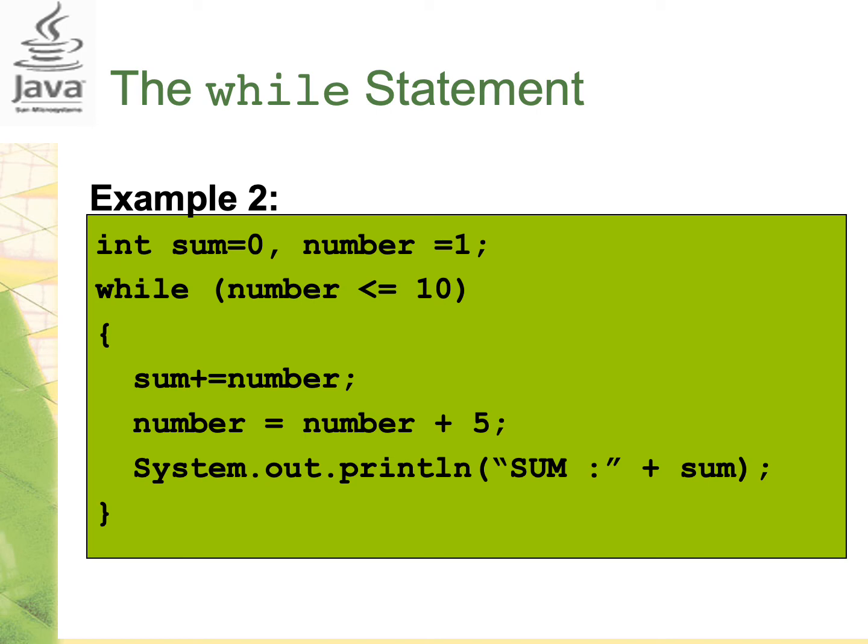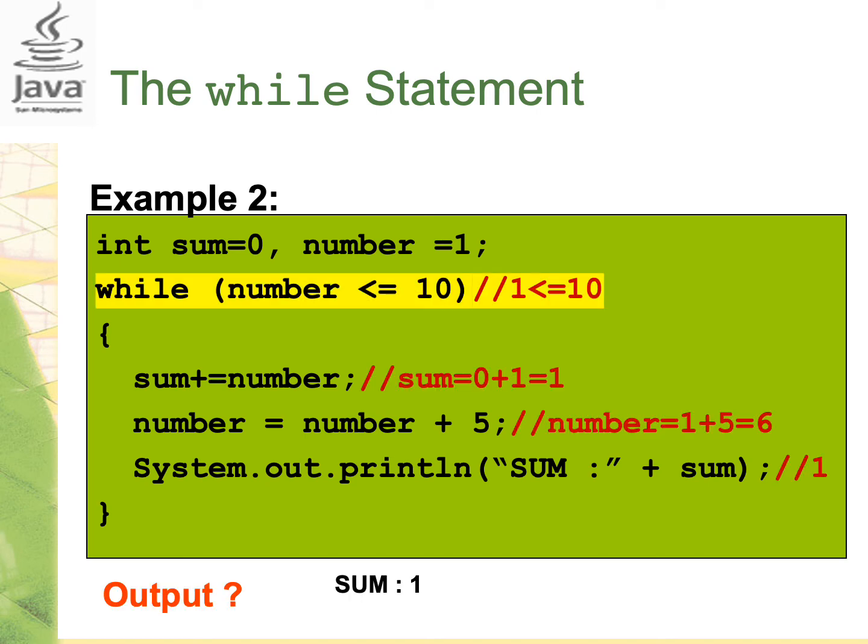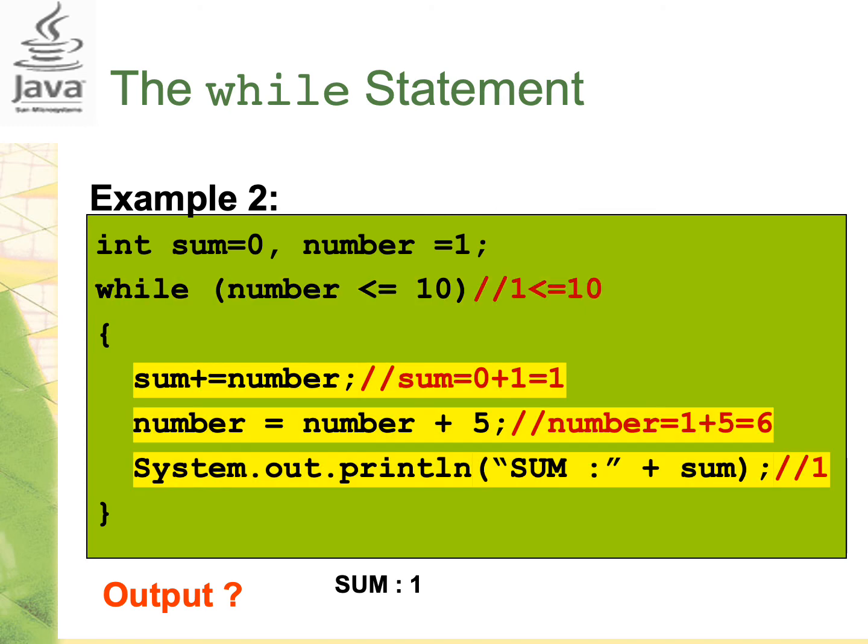Let's go through it step by step as before. We know that the value of number is 1, so we check, is 1 less than or equal to 10? That is true, so it will execute the statements within the while loop. We will do sum equal to sum plus number, which is 0 plus 1 equal to 1. We then increment the number by 5, so we do number equal to 1 plus 5, which is equal to 6. So the value of sum is now 1 and the value of number is 6. We then print the value of sum, which we have calculated to have the value of 1. So it will display sum and the number 1.